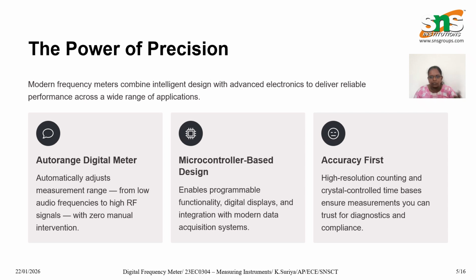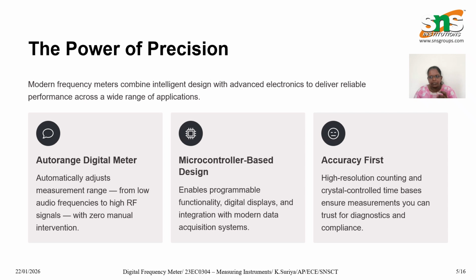Accuracy is one of the most important features of a digital frequency meter. To achieve accurate measurement, the instrument uses a crystal oscillator as a time base. The crystal oscillators provide highly stable and precise timing signals. Since the counting operation depends on accurate timing, the use of a crystal controlled time base improves the overall measurement reliability.